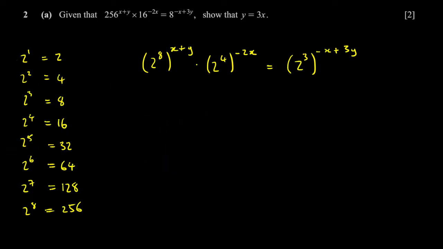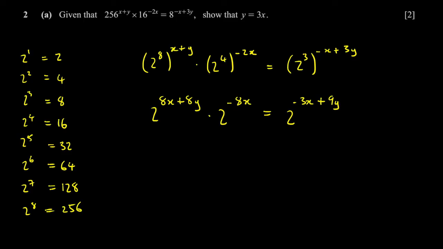So that's what I'm going to do here. I'm going to take these powers, power of 8, and times it by x plus y. If I do that, I get 2 to the power of 8x plus 8y. Again, if I do it with the second one, I get 4 times by negative 2x, that's negative 8x, beg your pardon. And same thing over here: 3 times by negative x plus 3y is negative 3x plus 9y.